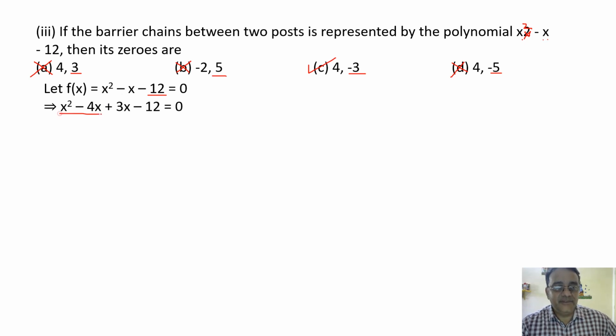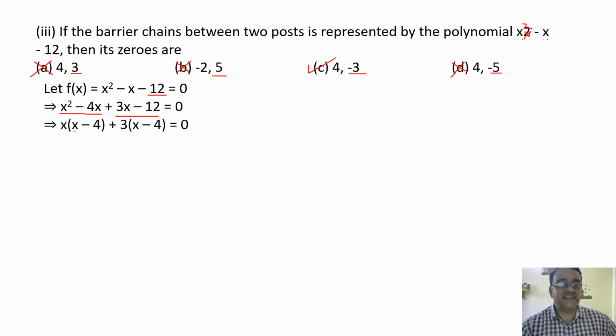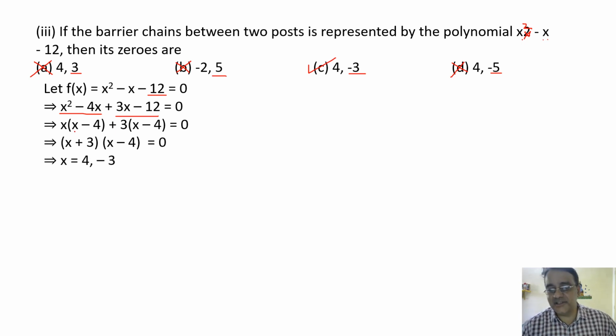Now what is the common between these two? x. Here x, 3, 3. Right? So we will get (x minus 4) into (x plus 3) is equal to 0. From this we are getting two zeros, 4 and -3. So the correct option is C.